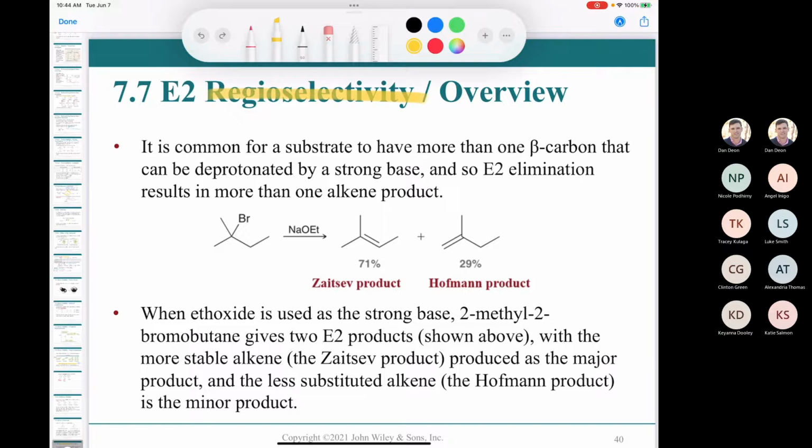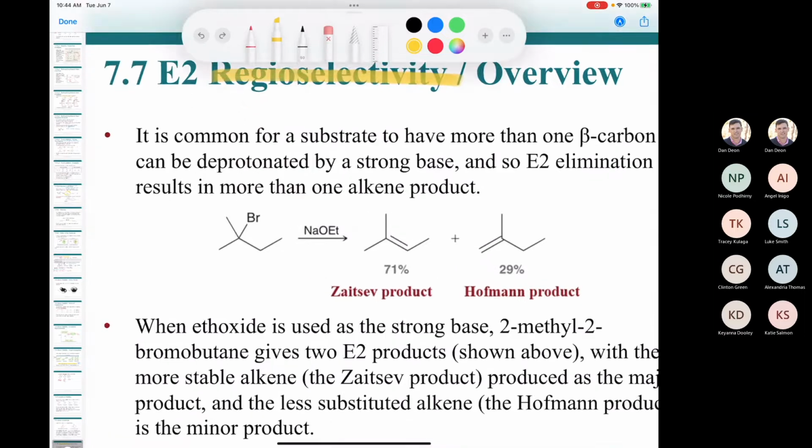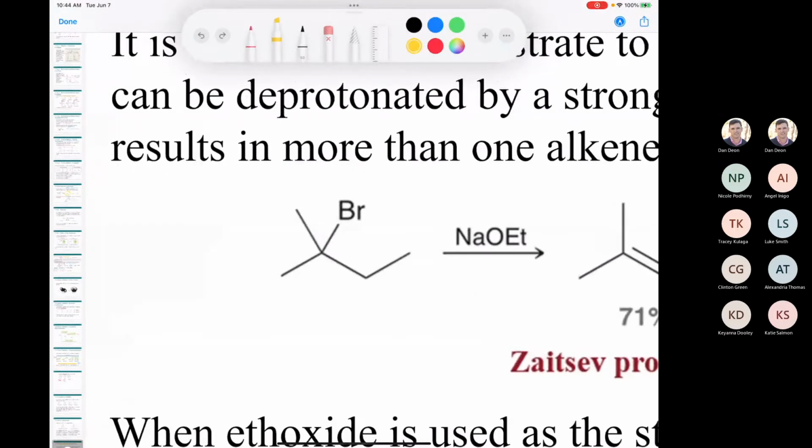And in order for us to get a mixture, or why do we get a mixture here? It's because we have more than one type of beta carbon here. Check it out. If you look at this substrate very carefully, this is the alpha carbon, this is a beta carbon, this is a beta carbon, and this is a beta carbon.